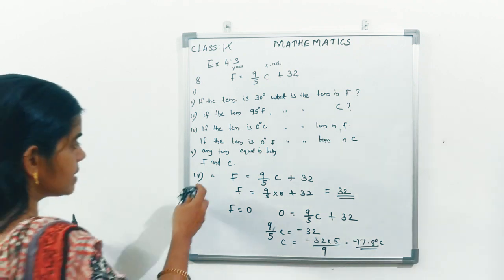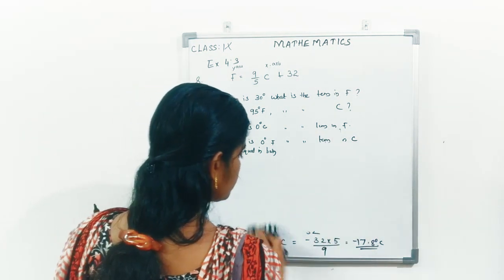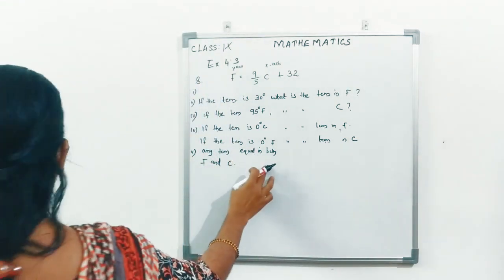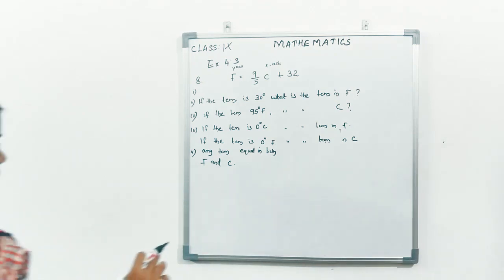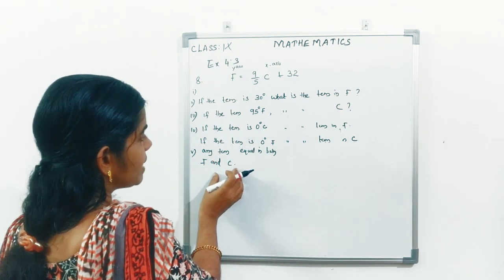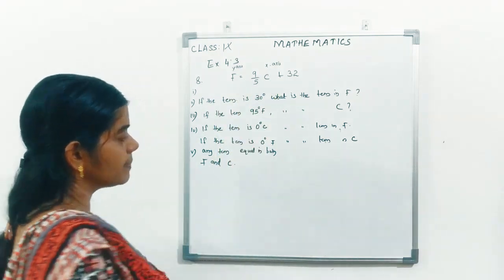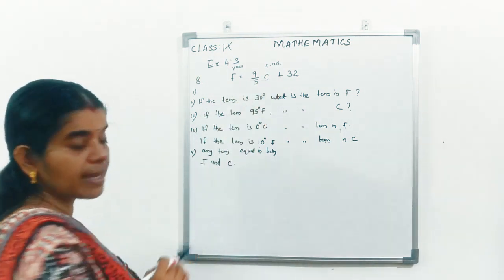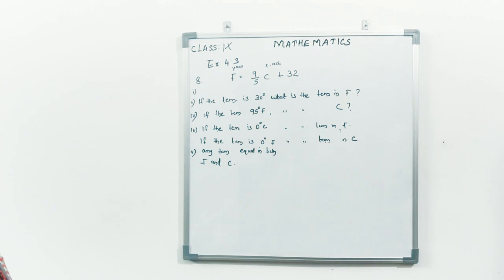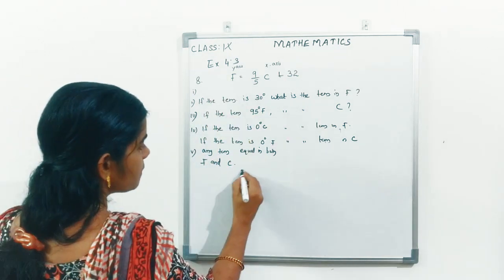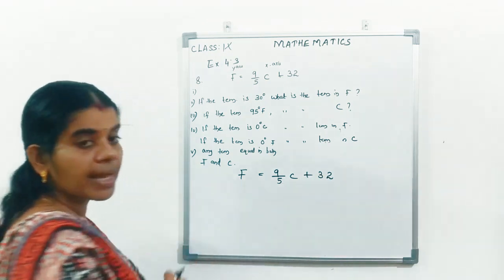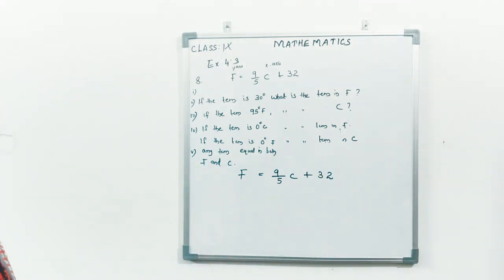Next, the fifth one is: any temperature that is equal in both F and C. We want to find out a temperature that is equal in C and F. In the place of F and C, we can give the same value. I am giving X because they told us both will be equal at that temperature. So in the place of F and C, I am putting the value X. That is the equal temperature we are supposing.